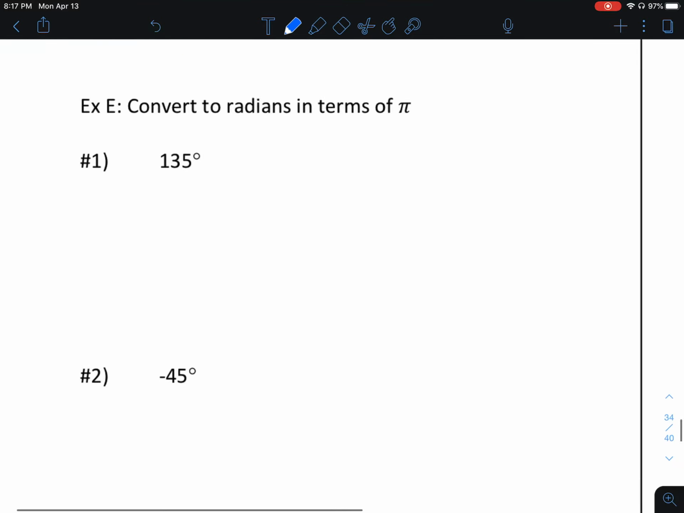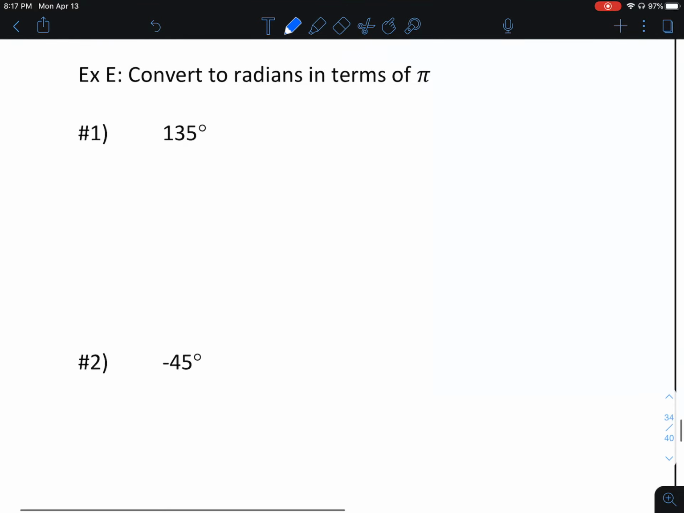Example E, convert to radians in terms of pi. What is the one thing you're allowed to multiply by anytime you want, and it never changes the value of what you're multiplying by? That is 1. 1 can take many forms. As long as you are multiplying by a fraction in which the top and the bottom are equal, that means you're multiplying by 1. So if I take 135 degrees, I want to multiply this by a fraction that's equivalent to 1.